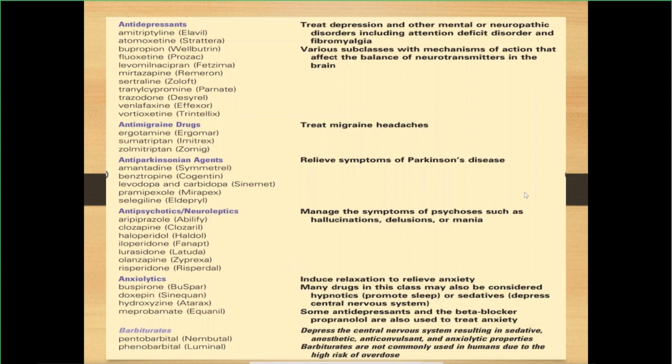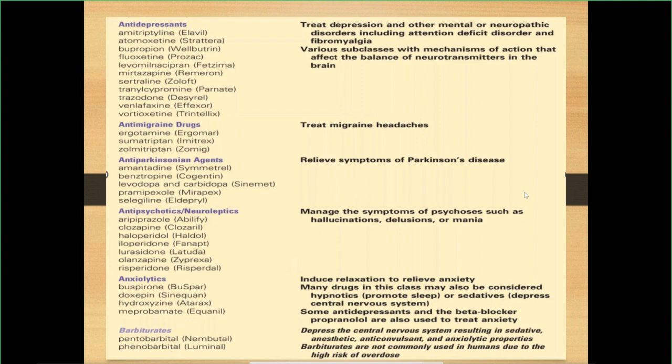Antipsychotics or neuroleptics manage the symptoms of psychoses such as hallucinations, delusions, or mania. Examples: aripiprazole, Abilify; clozapine, Clozaril; haloperidol, Haldol; iloperidone, Fanapt; lurasidone, Latuda; olanzapine, Zyprexa; risperidone, Risperdal.